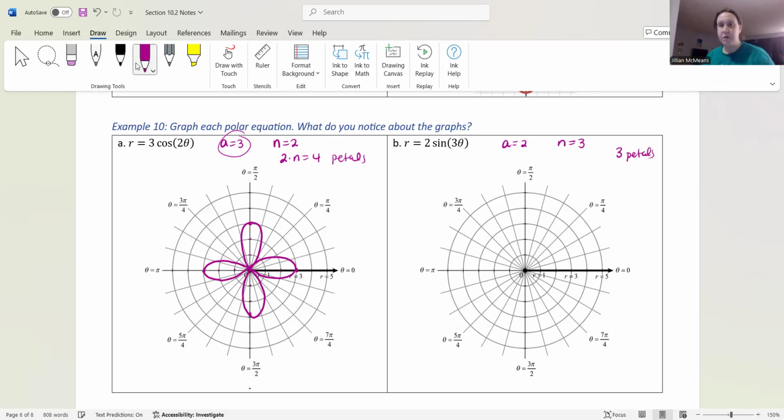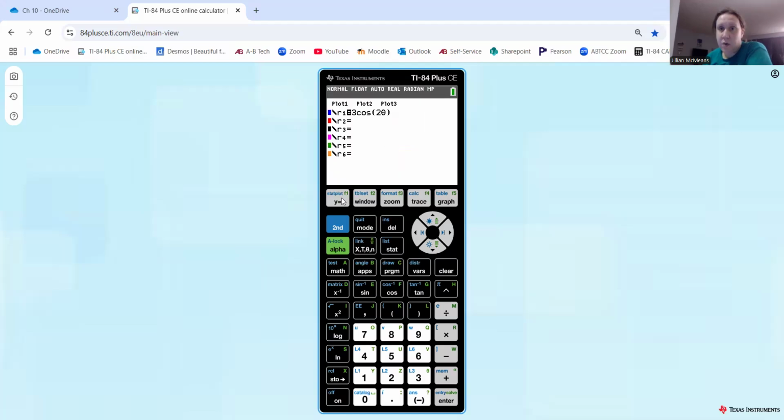So let's go to the calculator. That's not the calculator, y'all. That is. Okay, so let's go to y equals, we want to clear out the old equation. This time we want to type in 2 times sine of 3 theta. Okay, we're expecting 3 petals. Let's see what we get. Fingers crossed. 3 petals. Okay, so this one is a little scrunched.